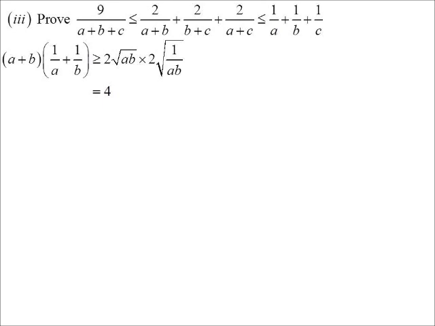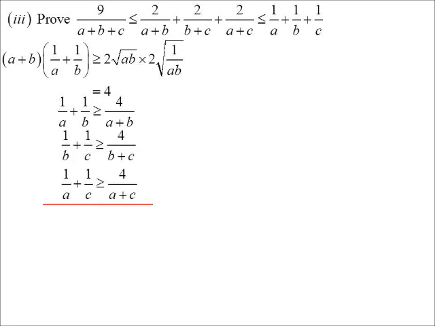The square root of ab cancels with the square root of 1 on ab, and I now have that this product is greater than or equal to 4. So I can rewrite that as 1 on a plus 1 on b is greater than or equal to 4 on a plus b. Okay? In case you haven't worked out, I'm trying to do the back end of the inequality.